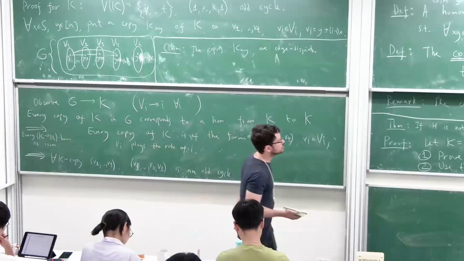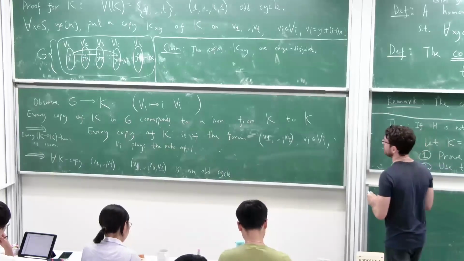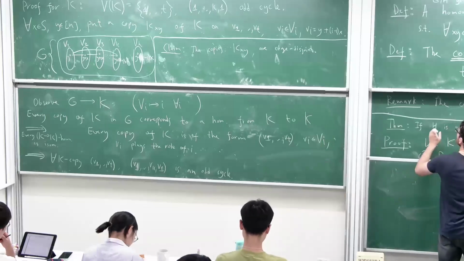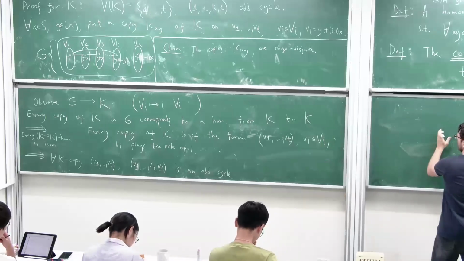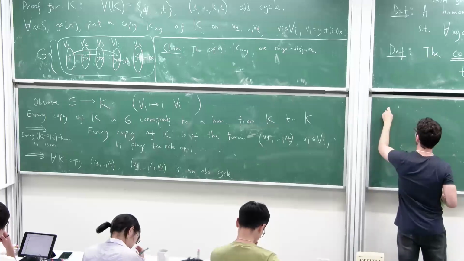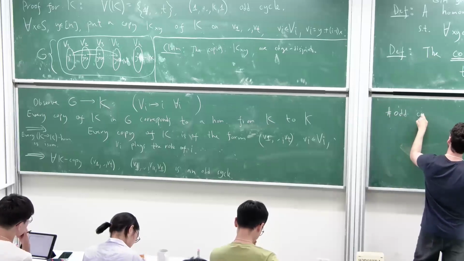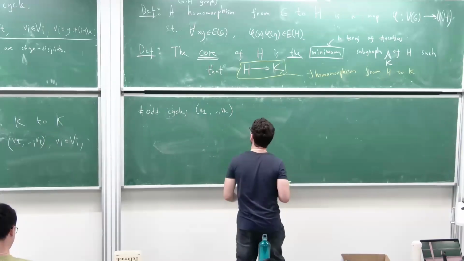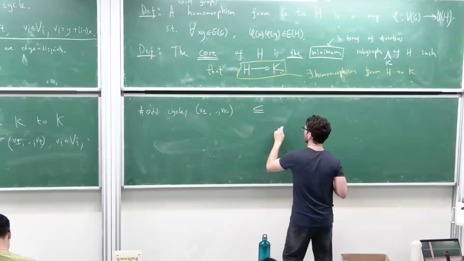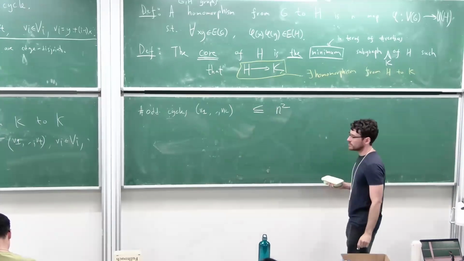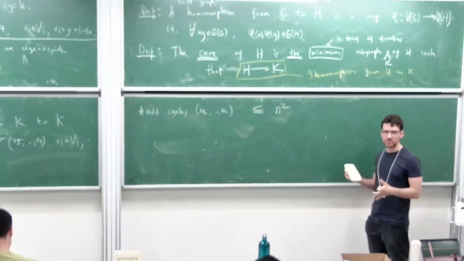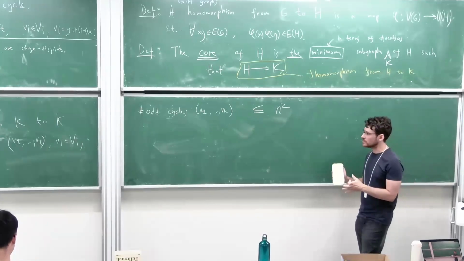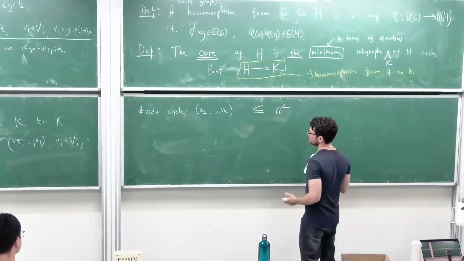Now we can use this to count how many copies of K we have. So the number of odd cycles, C1 up to Bk, is at most n squared. So this we already saw. We saw when we proved it for odd cycles that we only have the odd cycles that we put in the construction, right? We don't have any others. And they're all edge disjoint, so there are at most n squared of them.